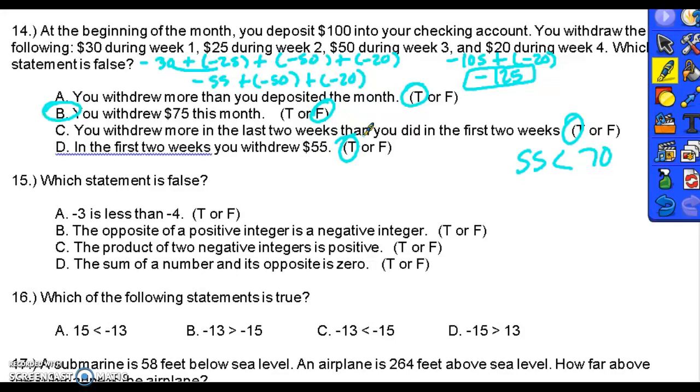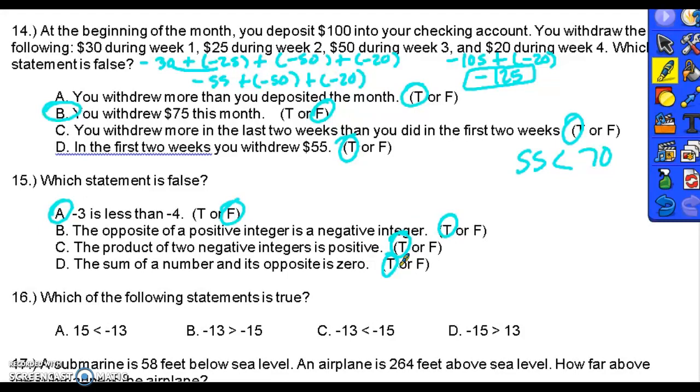Which statement is false? Negative 3 is less than negative 4. That is false. The opposite of a positive integer is a negative integer. That is true. The product of two negative integers is positive, so a negative times a negative is a positive. That is true. And the sum of a number and its opposite, those are called zero pairs, so when you add them together, it's a 0. That's true.